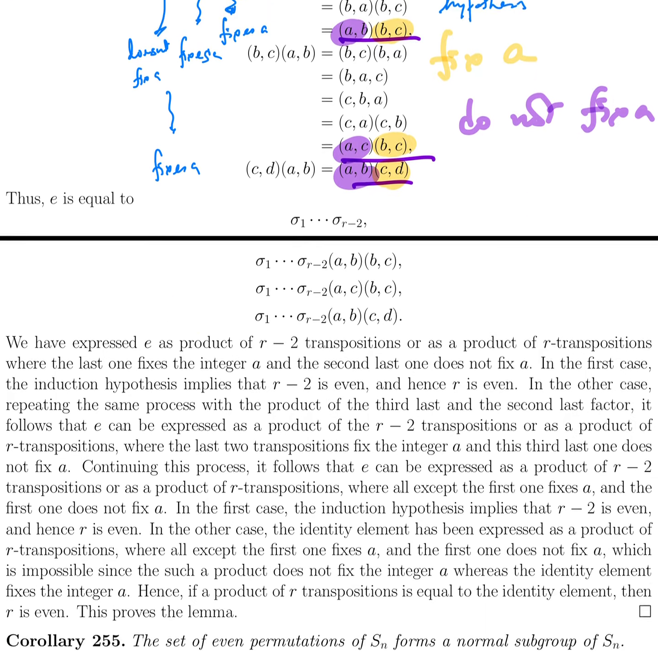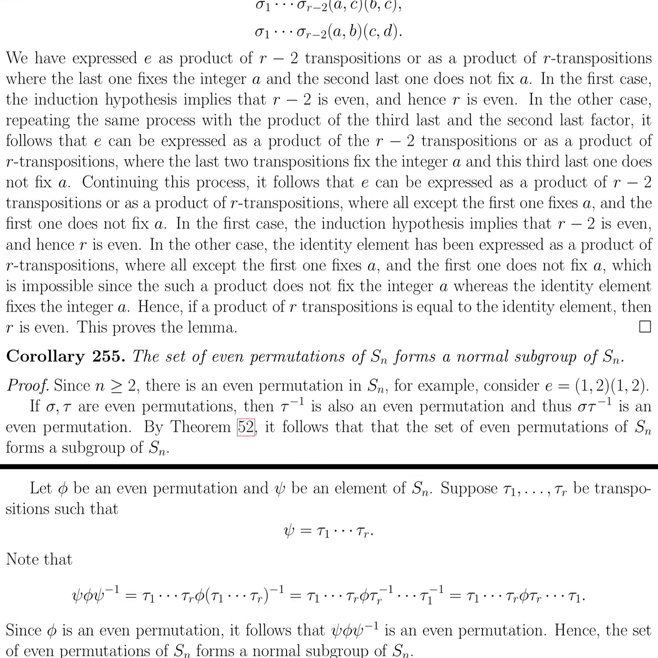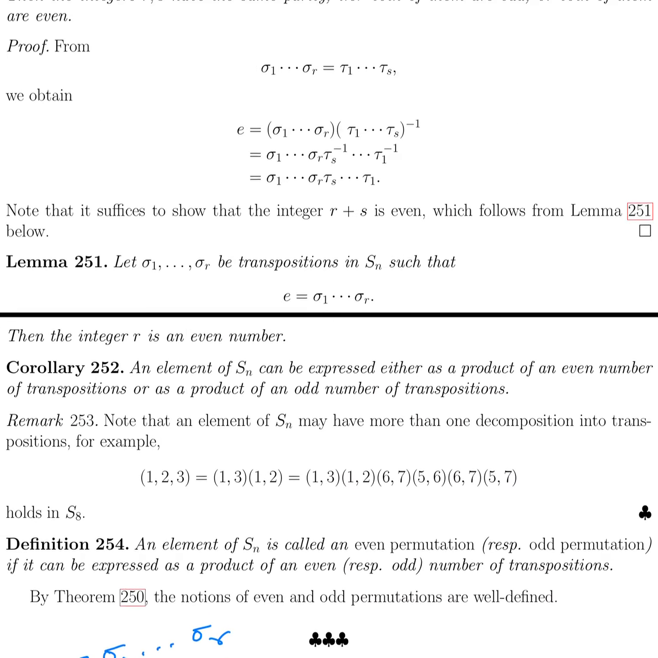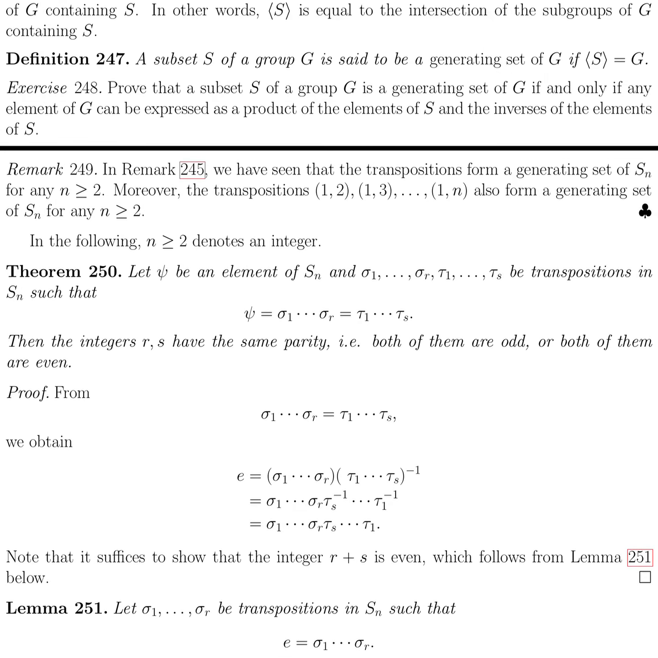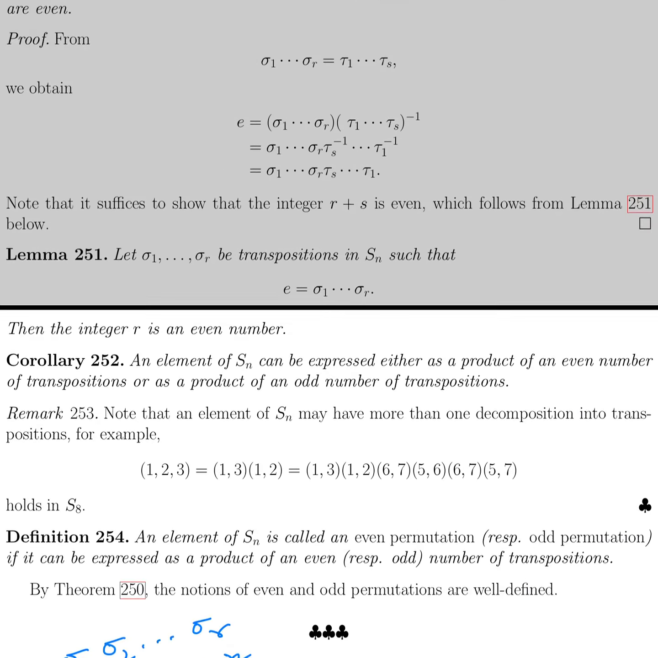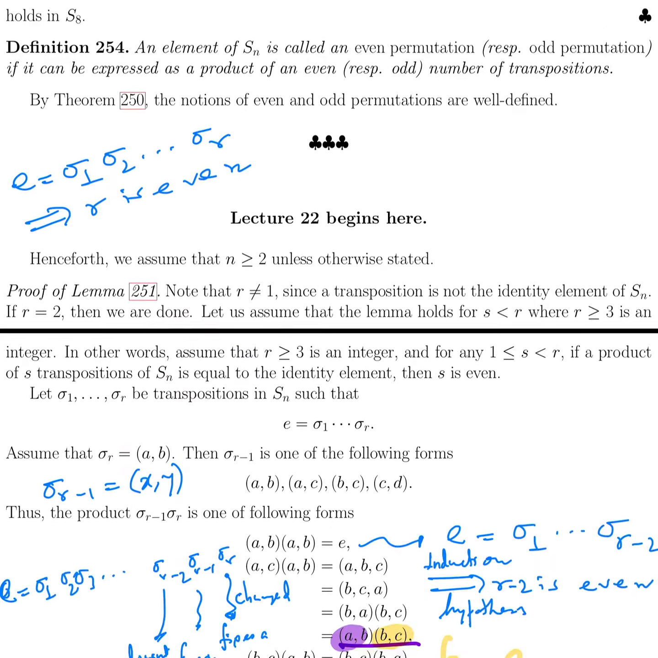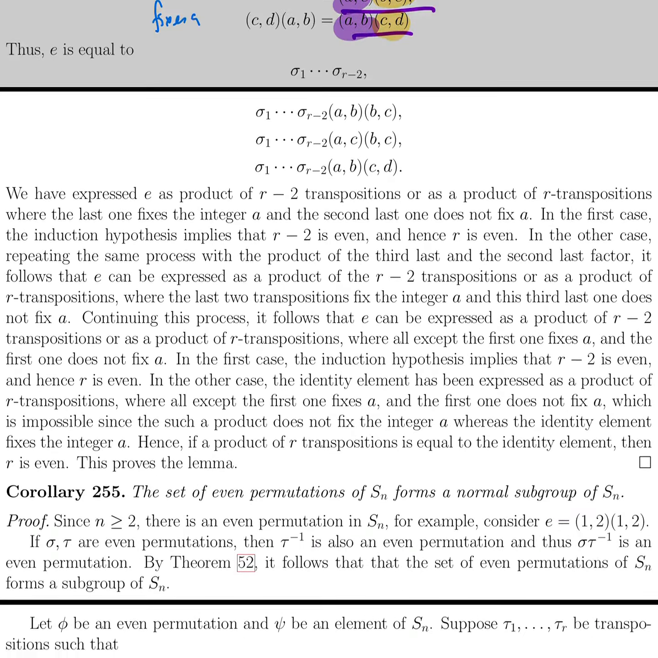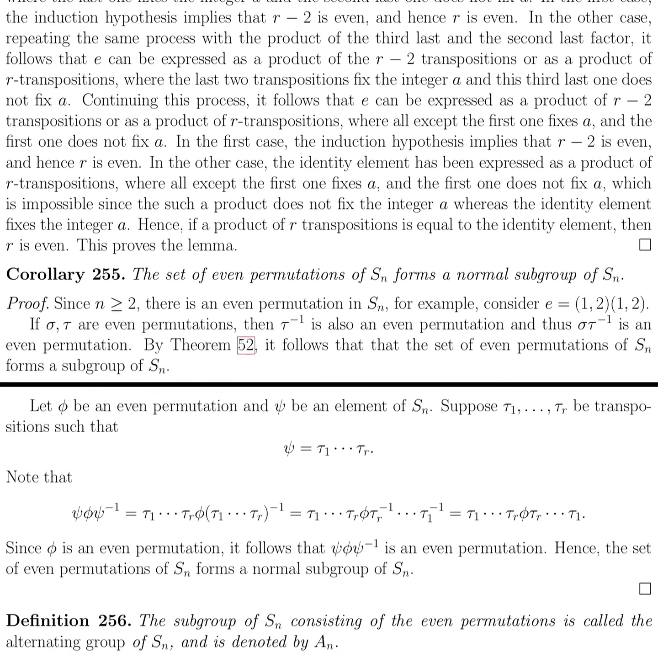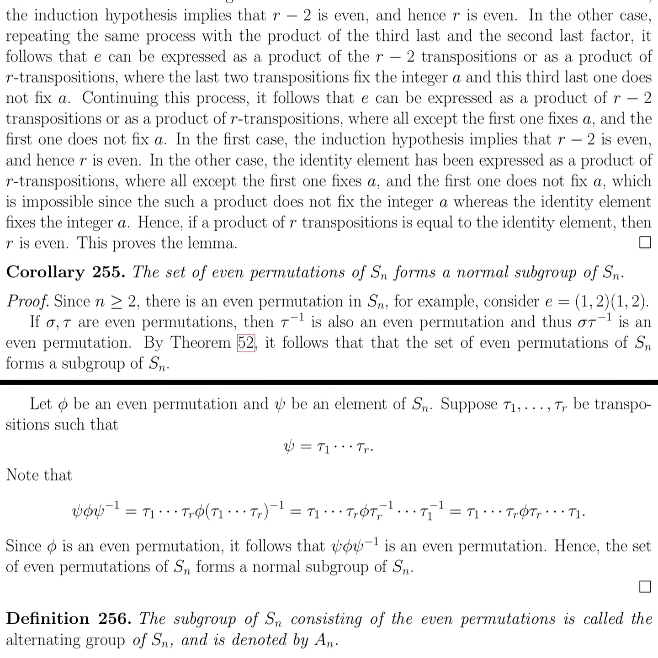Great. Now we have already discussed this notion of even permutation and odd permutation that we have already defined, that uses this theorem 250 as an input, otherwise it would not have made any sense. So let's recall, an element of Sn is called an even permutation if it can be expressed as a product of an even number of transpositions, and similarly it is called an odd permutation if it can be expressed as a product of an odd number of transpositions. If you focus on the even permutations and look at the set consisting of the even permutations of Sn, then that forms a normal subgroup of Sn.